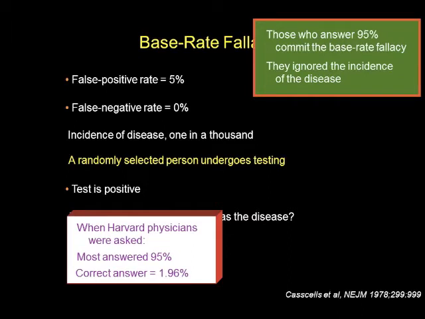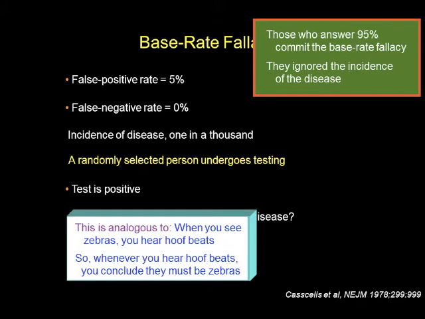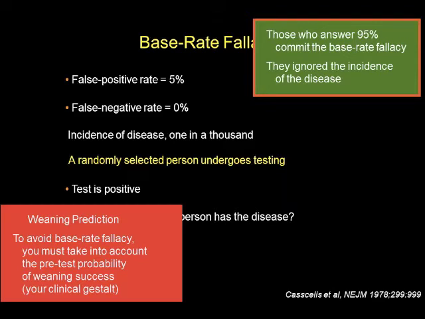Those who answered 95% commit the base rate fallacy. They're ignoring the incidence of disease. This is analogous to when you see zebras, you hear hoofbeats. So whenever you hear hoofbeats, then you conclude there must be zebras. In weaning prediction, to avoid the base rate fallacy, you must take the pretest probability of weaning success into account. That is your clinical gestalt.